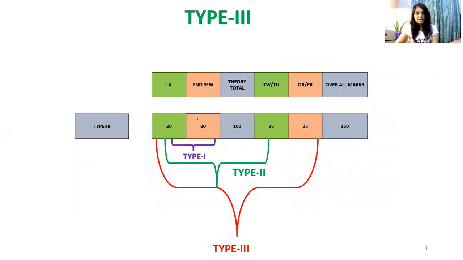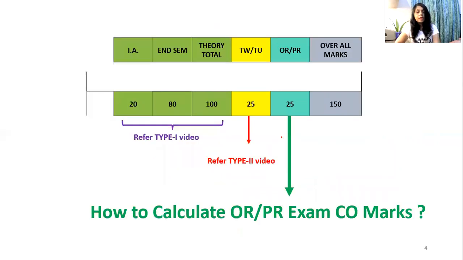So as you can see, we have already done type 1, that is internal assessment of 20 and end-sem for 80. We had done type 2, that is 20 plus 80 plus 25, that is for 125 marks, in which we consider term work or tutorials of 25 marks. Now type 3, we have to include oral practicals. This is for oral or practical of 25 marks. So it is total 150 marks. Type 3 is for total 150 marks.